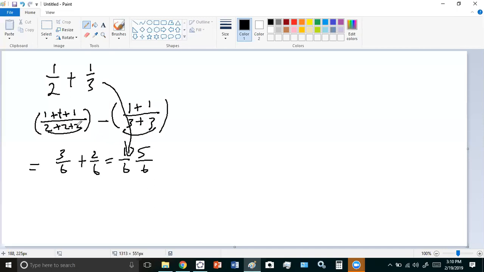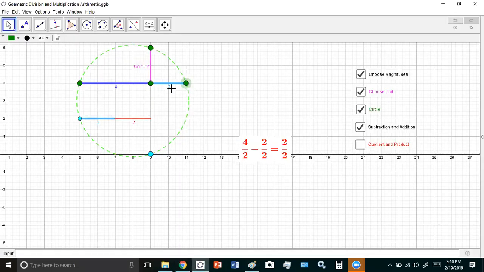All we need to do is use the proportionality theorem to have the same denominator. And all this is done geometrically in this particular diagram.